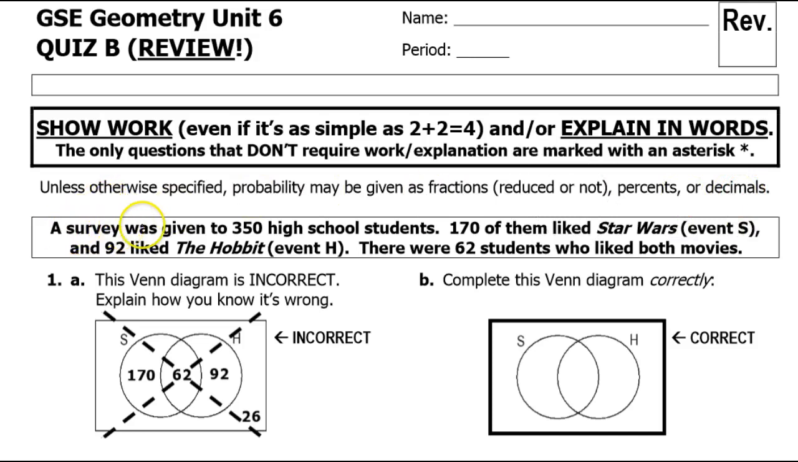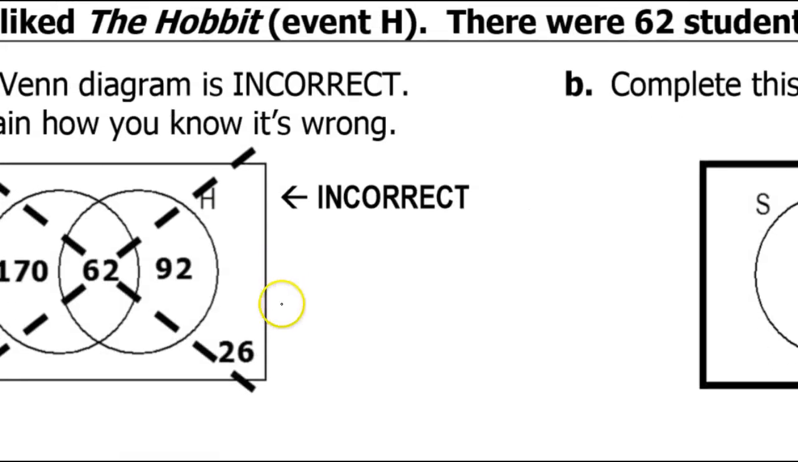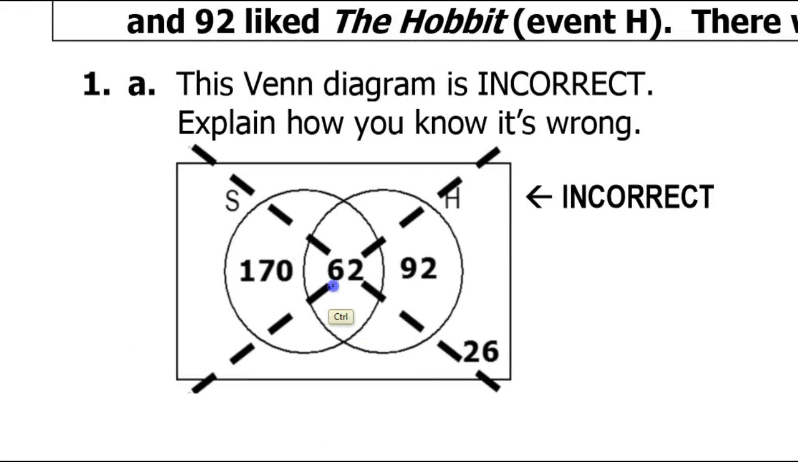So a survey was given to 350 high school students. 170 of them liked Star Wars. All right, so that's event S. 92 of them liked The Hobbit. That's event H. And there were 62 students who liked both movies. So this first picture right here is a picture of a common mistake that students make.